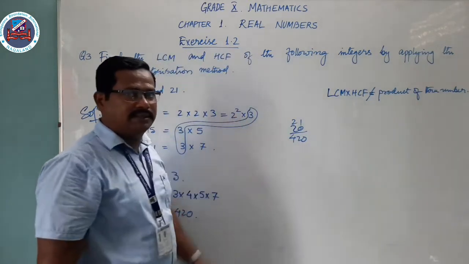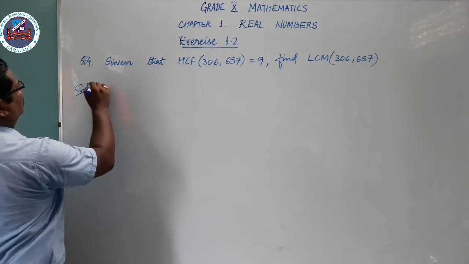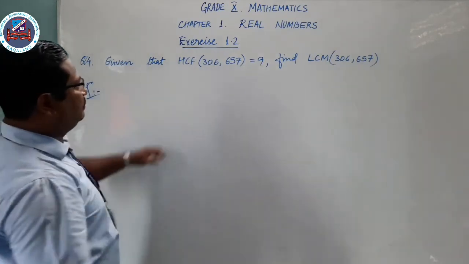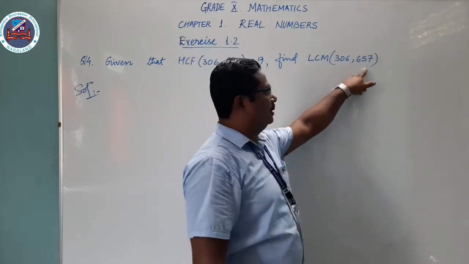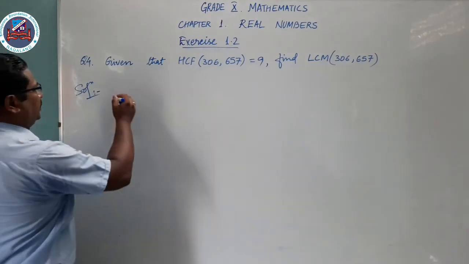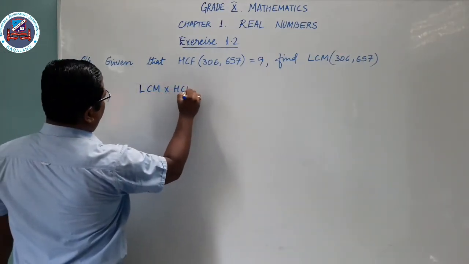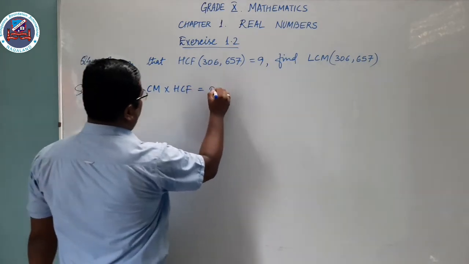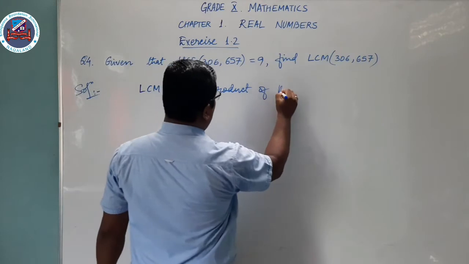Let us see the next question again. Question number 4. Here the HCF of these two numbers is given, it is 9. You have to find out the LCM of the two numbers. Now for two numbers, as I said earlier, you can use this formula. LCM into HCF is equal to product of the two numbers.